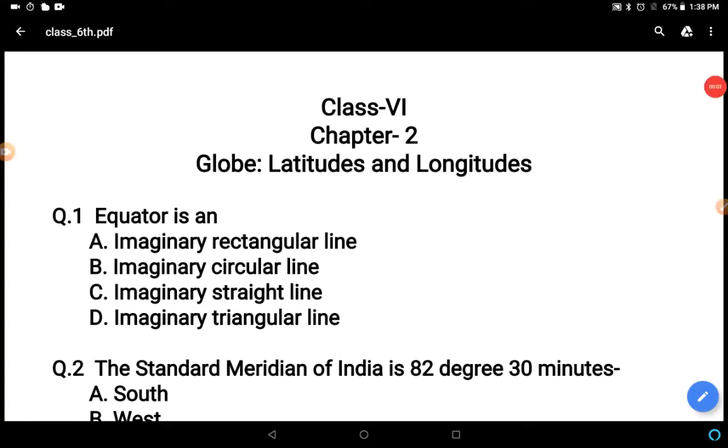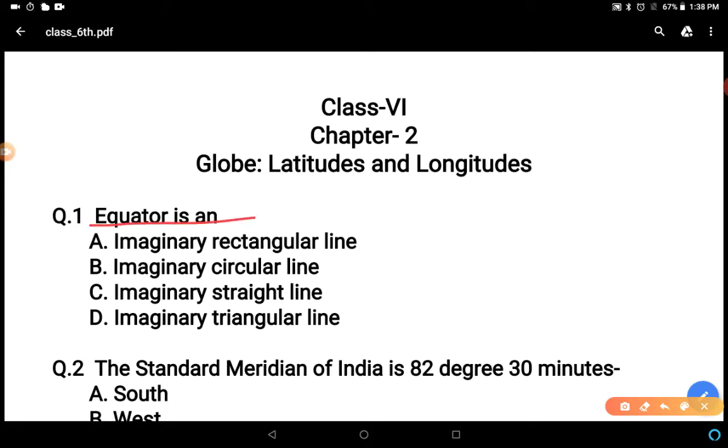Dear children, let's start a quiz from the second chapter of class 6 Geography, Globe, Latitudes and Longitudes. In the previous videos we have completed this chapter and today I have brought 20 MCQs for you. See the question, think the answer and then I'll tell the answer, and after completion of 20 questions share your score with me. So let's take the first question.